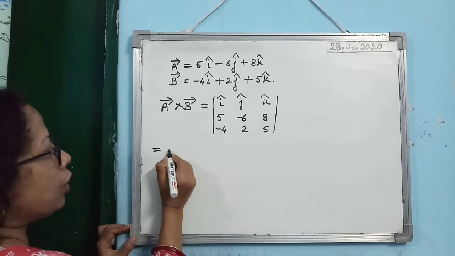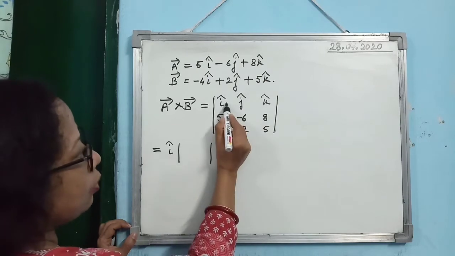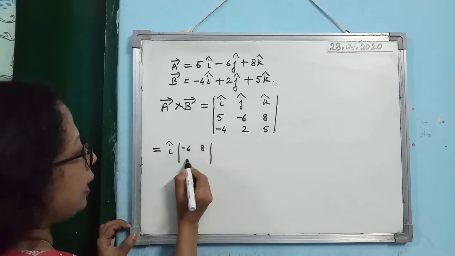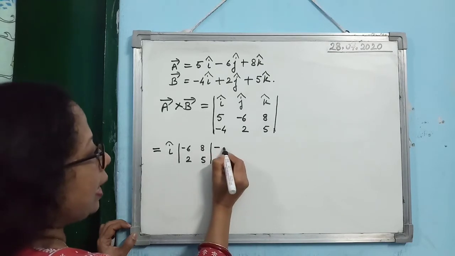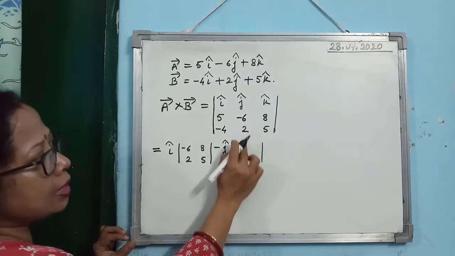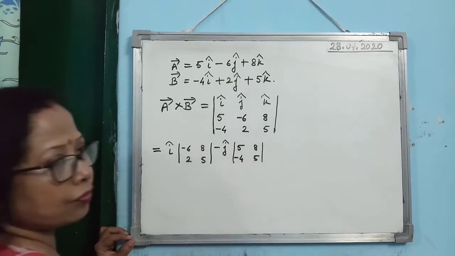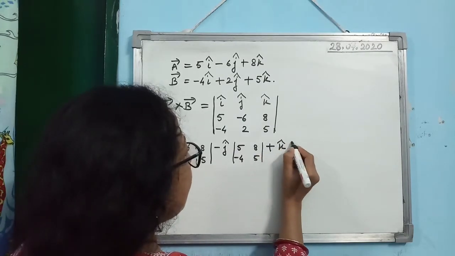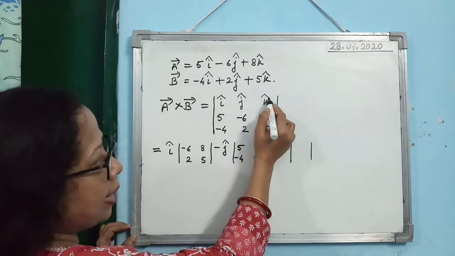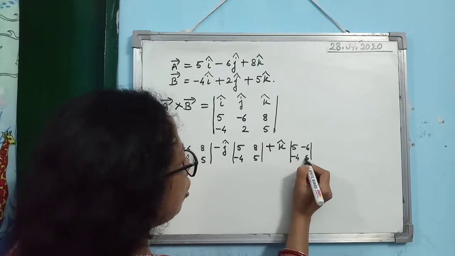Alright, then as I taught you, what will be I? You will omit the first row and first column. So what is left? Minus 6, 8, 2, 5. Then you will write minus J. Then you omit the row and column where J is. So what is left here? 5 and 8 and minus 4, 5. Then next one will be plus K. Then you omit the row and column where K is, so the first row and third column are omitted. So what is there? 5, minus 6, minus 4, 5.